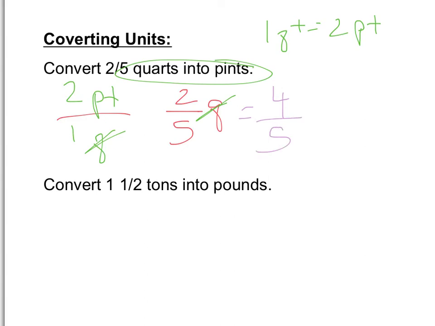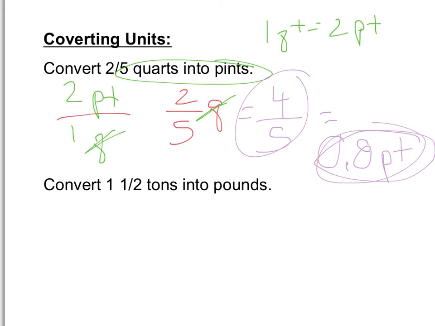Like I said, I think your book assignment might say to leave it as a fraction, might say a decimal. If it says leave it as a fraction, you leave it here. If it says a decimal, you take 4 divided by 5, which is 0.8. Just read the directions.